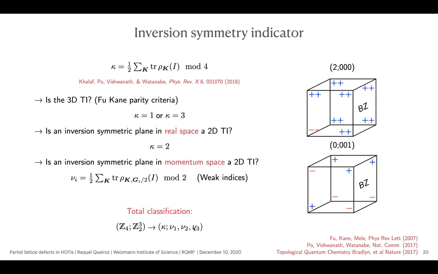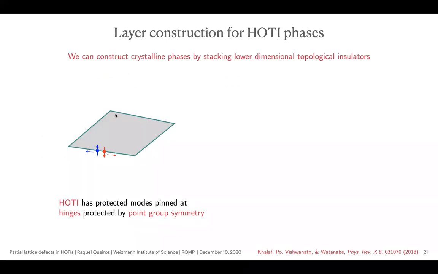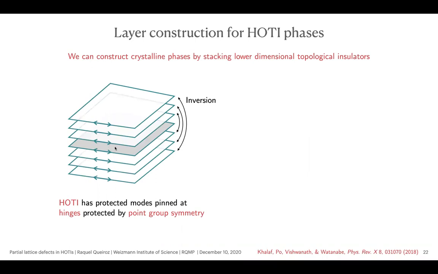So let me make it a little bit more clear. What do we mean by: is there an inversion symmetric plane in real space that is a two-dimensional topological insulator? If that's the case, we can actually construct it in real space by making some kind of layering structure. We start with a two-dimensional topological insulator with spin up going in one direction, spin down going in the other direction. And what we are going to do is just stack more of these on top and bottom, related by inversion symmetry, such that inversion is globally preserved.